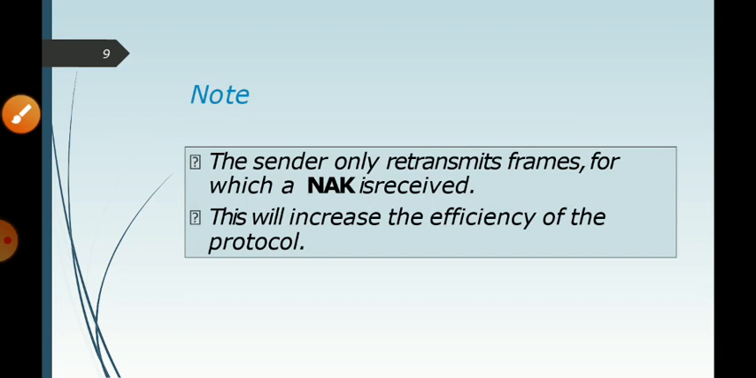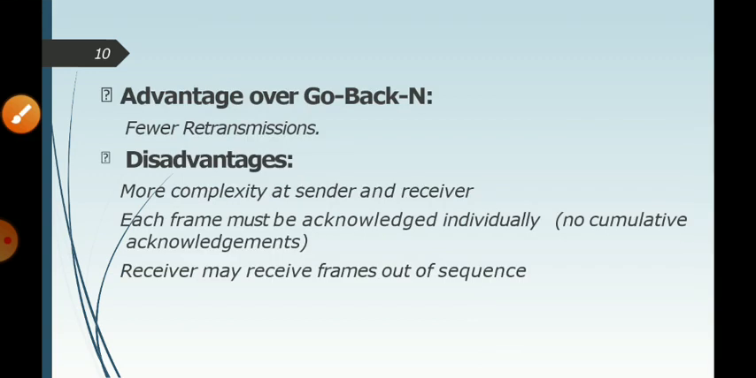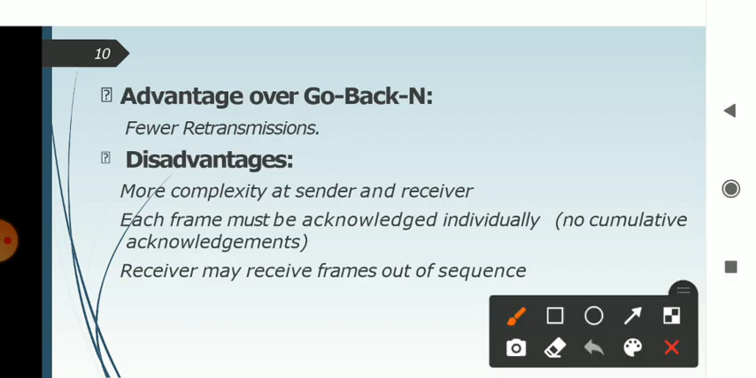The sender retransmits whichever frame is not acknowledged, and because of this it increases the efficiency of the protocol. There are certain advantages and disadvantages. It has fewer retransmissions: not all the frames get retransmitted, only the few which have errors will be retransmitted.